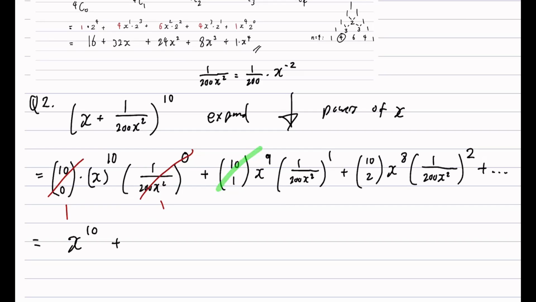Plus, next one. 10 choose 1. You got 10 clothes and you want to choose 1 clothes. How many ways? 10 ways. 10 times x power 9. Then multiply by, wow, this is a monster, 1 over 200x squared, right? We simplify later. Then plus 10 choose 2.